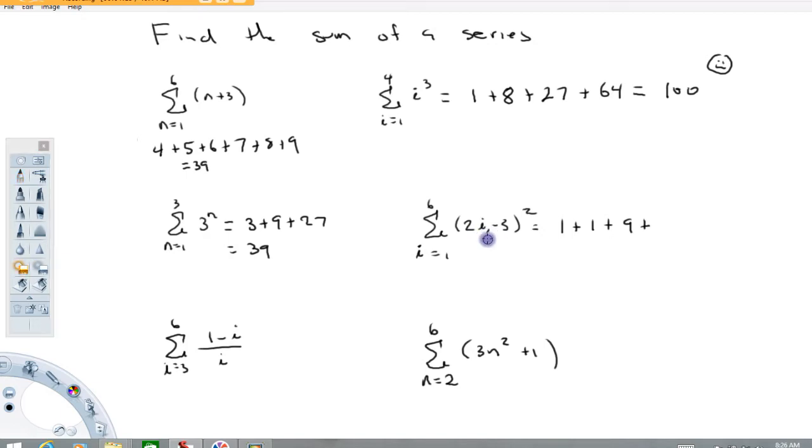Let me get rid of that. That's not a comma there. I'm not sure how that got there, but that's 2i minus 3. All right, what was I doing here? I was putting in the fourth value. 2 times 4, 8, minus 3, 5 squared is 25. So 1, 2, 3, 4.